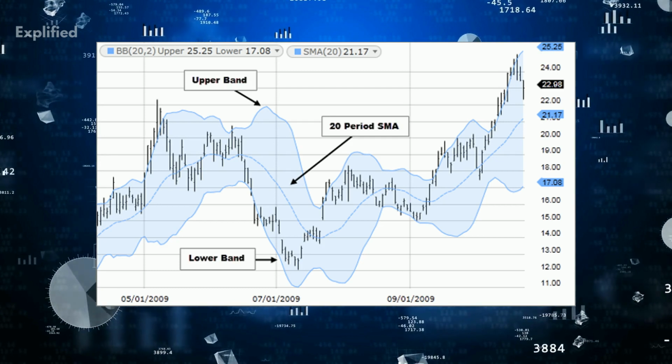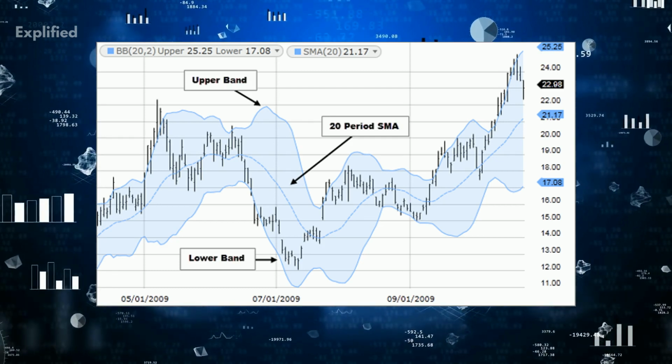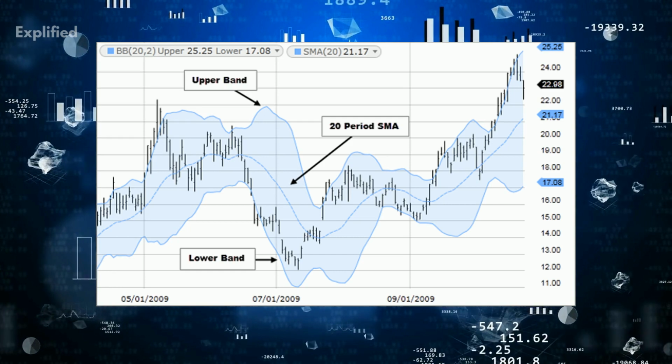The center line is an exponential moving average. The price channels are the standard deviations of the stock being studied.